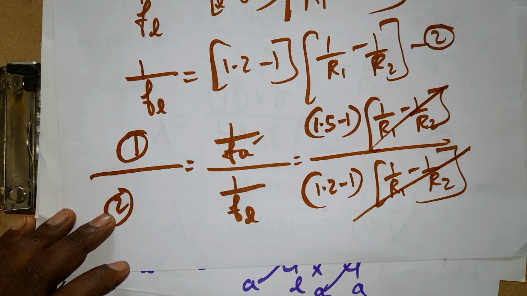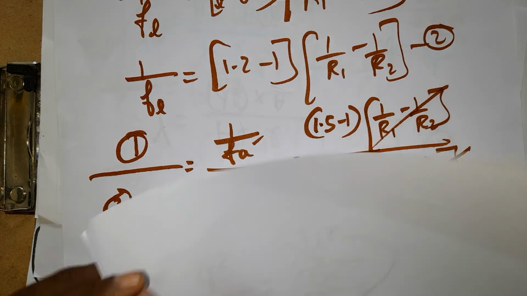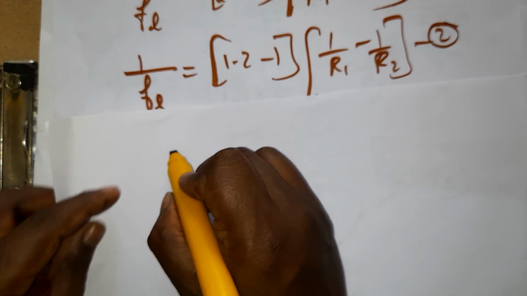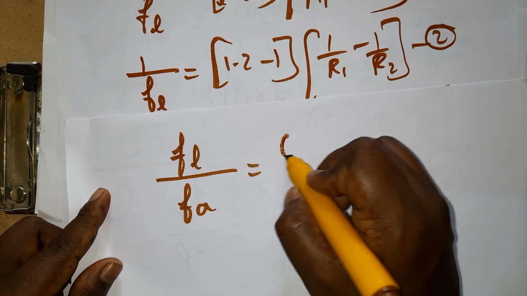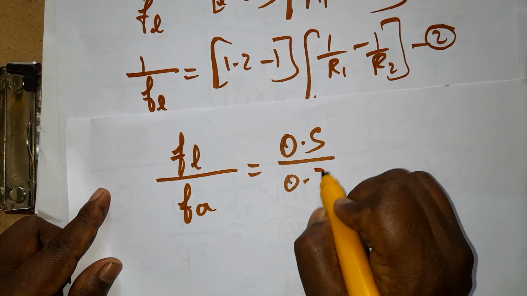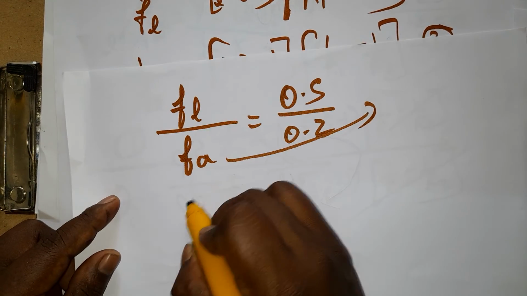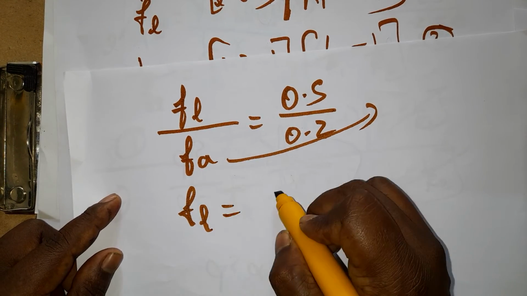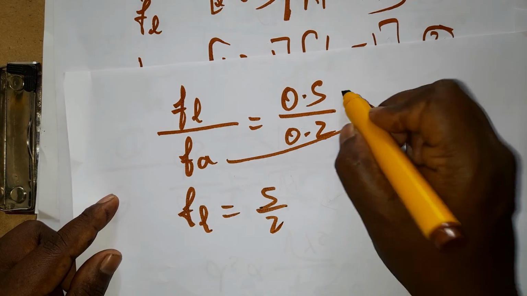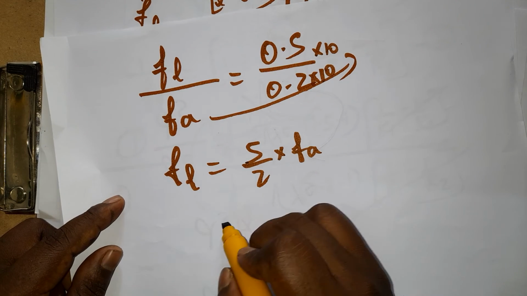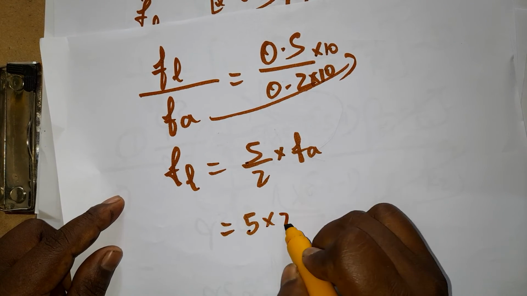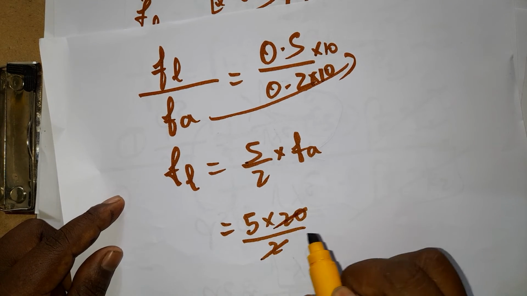The common term you can cancel. So the remaining is as it is, the denominator directly will come into the numerator. The focal length in liquid over the focal length in air is equal to 0.5 divided by 0.2. So this will come here. So the focal length in liquid is equal to 5 by 2. Just numerator 10, denominator 10, multiply: 5 by 2. Focal length in air, we already know is 20. So 20 divided by 2, this gets cancelled.